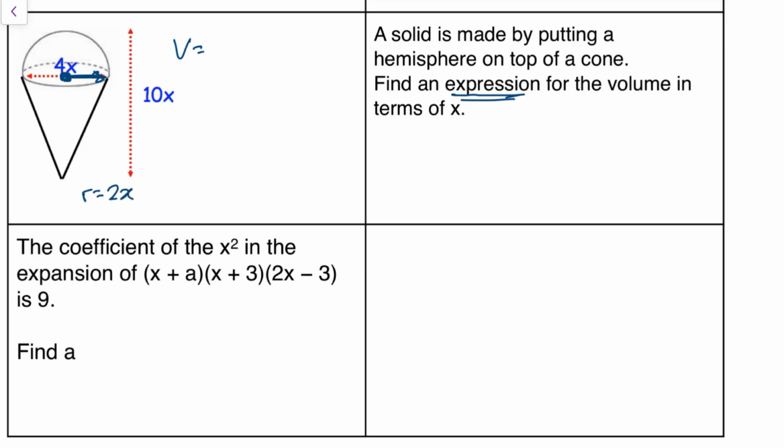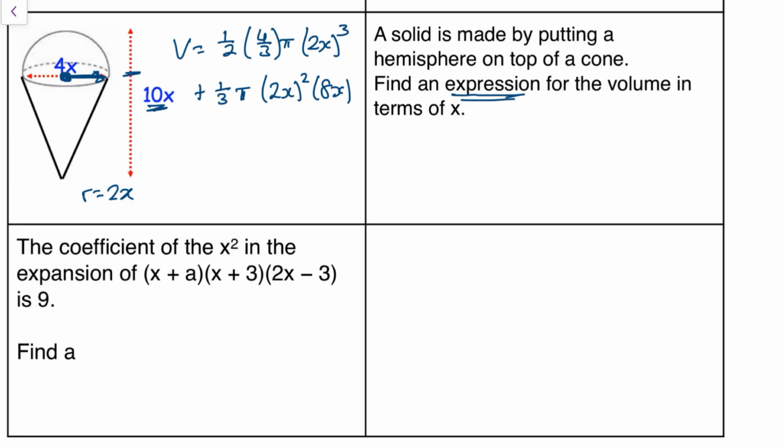So the volume of the hemisphere is going to be a half of 4/3 times pi times a radius cubed. And the volume of the cone is going to be 1/3 times pi times a radius squared, so 2x squared, times 10x minus the 2x of the radius, which is 8x, so times 8x.